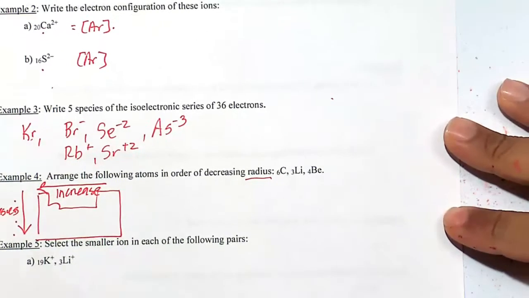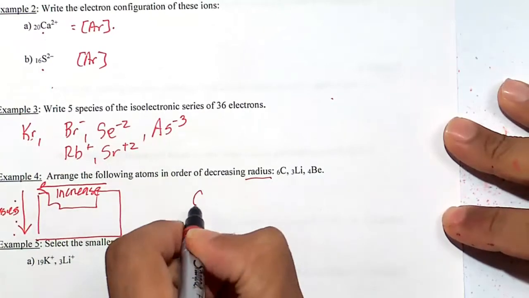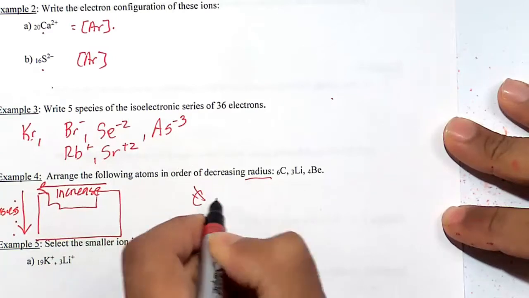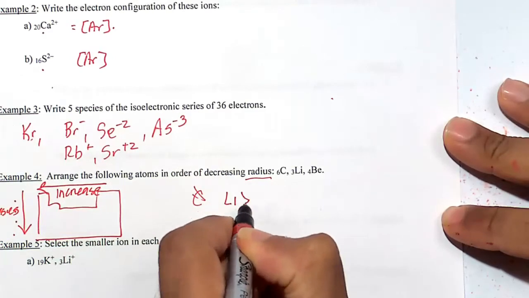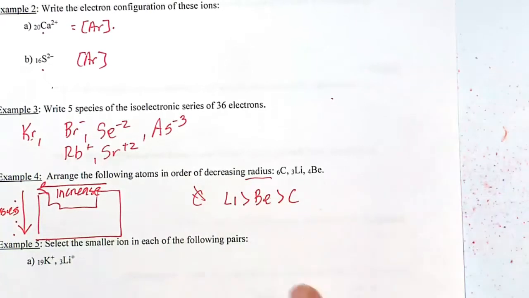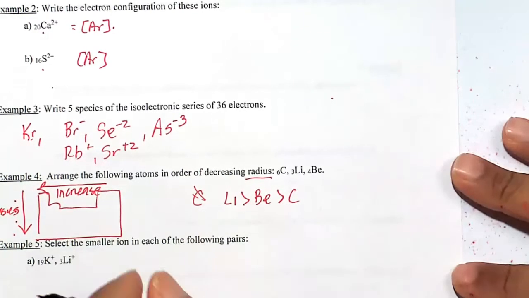The order here, decreasing radius, would be largest to smallest, right? So lithium would be the largest, and then beryllium, and then carbon. Okay, the more metallic it is, the larger it is. More of the nonmetals are pretty small.